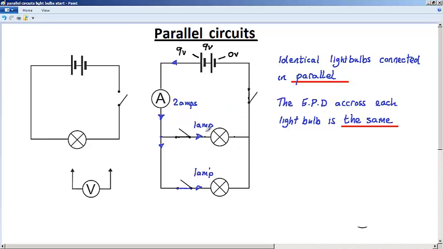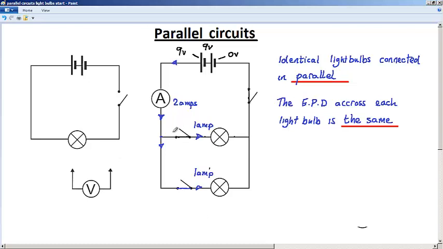So what does that mean about the brightness of the light bulbs? Well, since in a parallel circuit it doesn't matter how many light bulbs you connect in parallel, you will always have the same electrical potential difference across each light bulb. In this case it will be 9 volts, and again across this one it will be 9 volts, and if I add another light bulb to the circuit it will still be 9 volts.